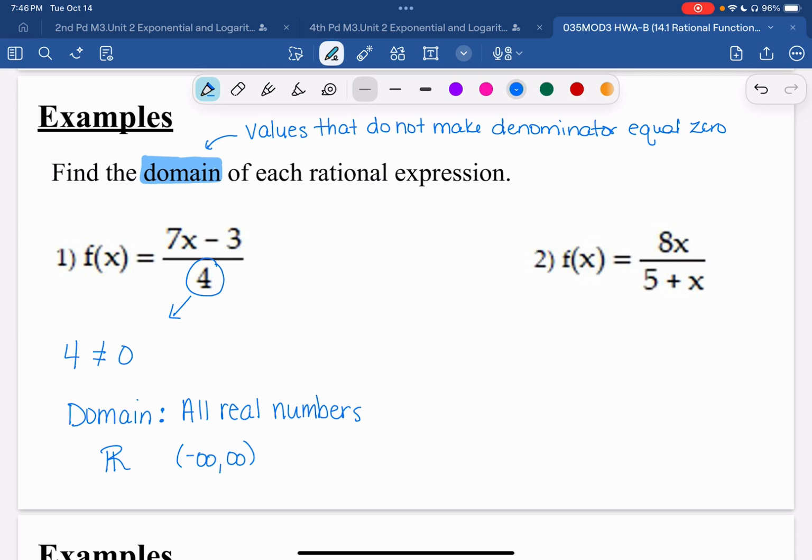Okay, let's look at 2. In 2, again, we're going to take our denominator, because that's what we're focused on, and we want to know, when does 5 plus x, it cannot be 0. So we're going to solve that. We solve a not equal to 0 the same way we would solve it if it was equal to 0. So that means I'm going to subtract my 5 over.